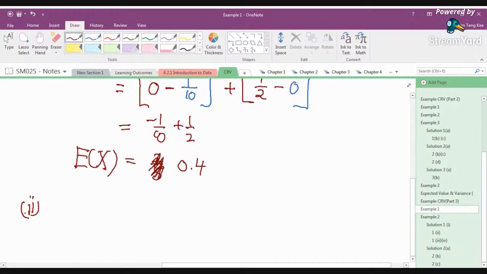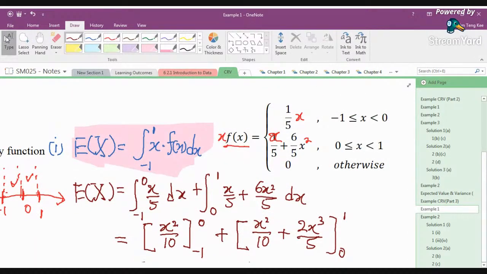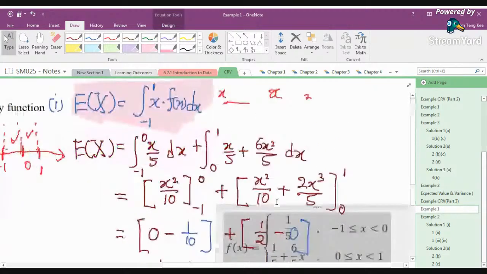Okay, go on. Now I want to go for the part 2 answer, the variance. So again, I need this function here. Let me drag this function down for reference at the bottom.